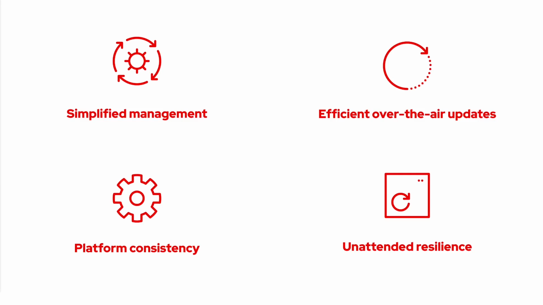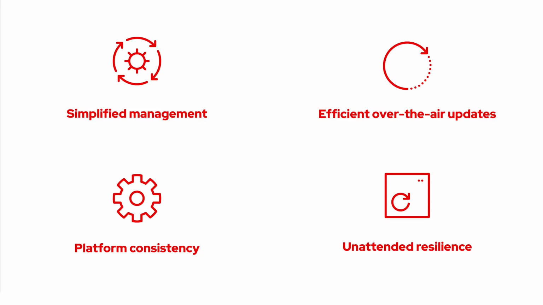For example, simplified management. Ansible Automation Platform can help us to manage all our edge devices from one place. This makes things simple because we don't have to juggle between different points. It reduces how complicated things are and helps our teams to work better by giving them one place to set up, watch, and fix things.